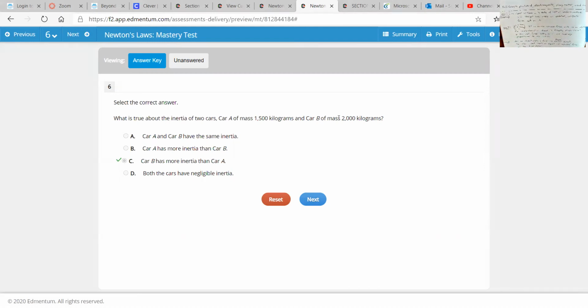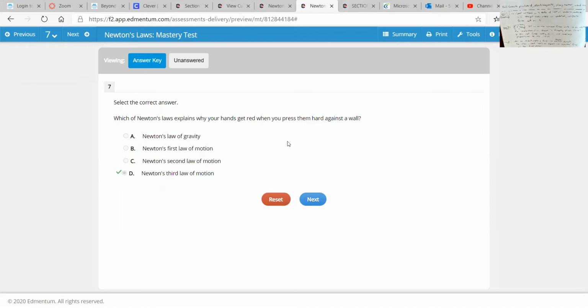So is it easier to move a 2,000 kilogram car or a 1,500 kilogram car? It's easier to move this one because it's lighter. Car B is heavier, has more mass, more inertia. And also, when it's moving, is it easier to stop a 1,500 kilogram car or to stop a 2,000 kilogram car? It's easier to stop this lighter car. So in both cases, car B has more inertia than car A.